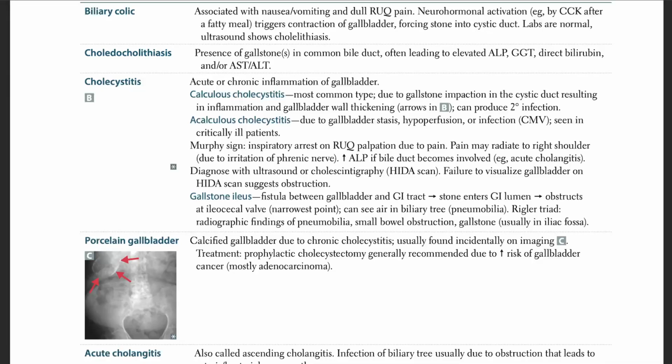Now let's talk about biliary colic. Biliary colic is associated with nausea, vomiting, dull right upper quadrant pain, and neurohormonal activation by CCK after a fatty meal. This triggers contraction of the gallbladder, forcing a stone into the cystic duct. Labs are normal. Ultrasound shows cholelithiasis.